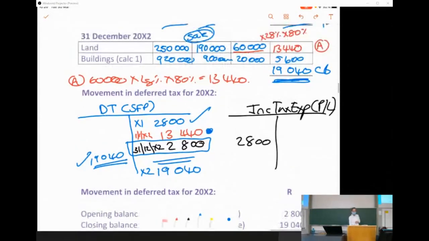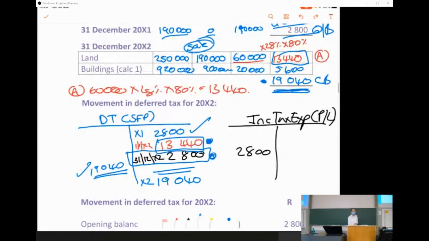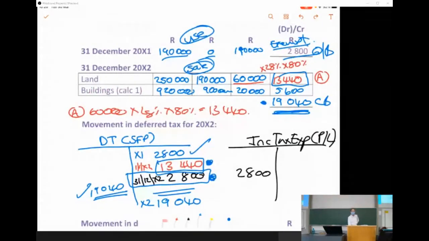And you'll also see that this 13,440, the journal that I did over here, is included in my closing balance of 19,040. Okay, which is what it should be. So the 2,800 effectively is only the movement from this 2,800 to the 5,600. Okay, that's what goes to P&L because it originates from temporary differences on the difference between depreciation and wear and tear allowances.